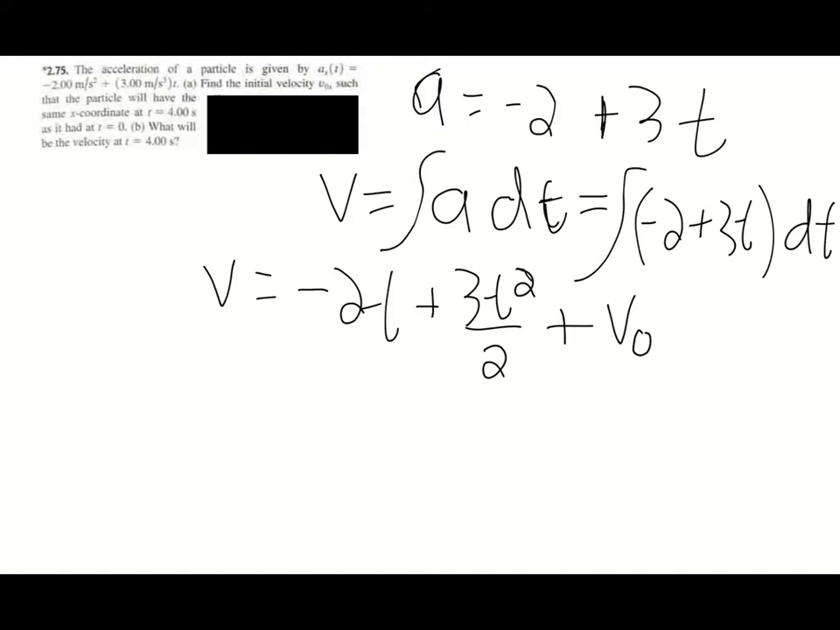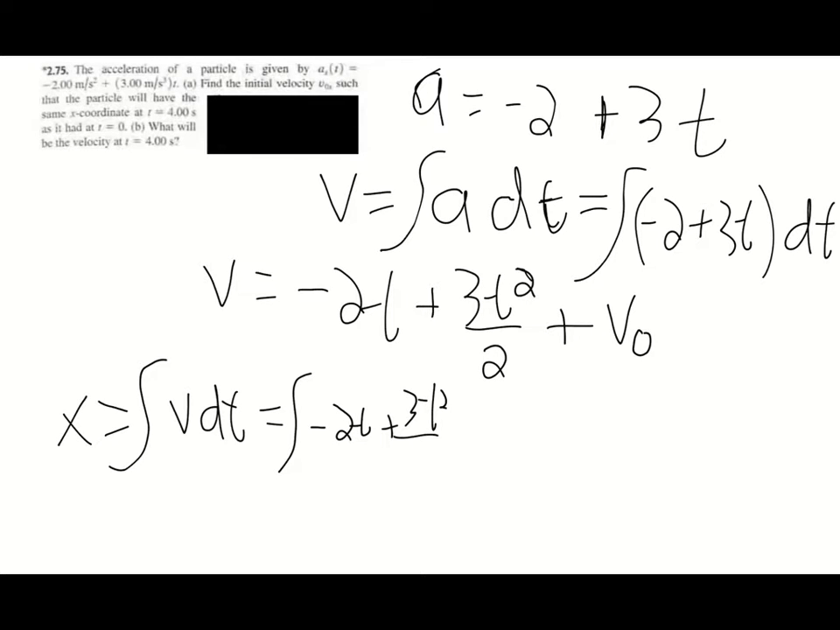And we're going to have to integrate for what the position is as well. Okay, because we're going to need to know the position is the same coordinate at t equals 4 as it was at t equals 0. So we're going to figure that out as well. So x is going to be the integral of v dt, which is going to be the integral of -2t plus 3t squared over 2 plus v naught, all dt.